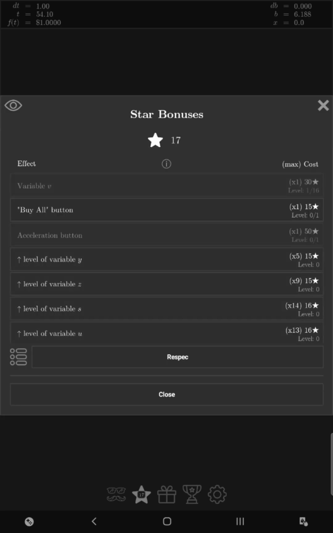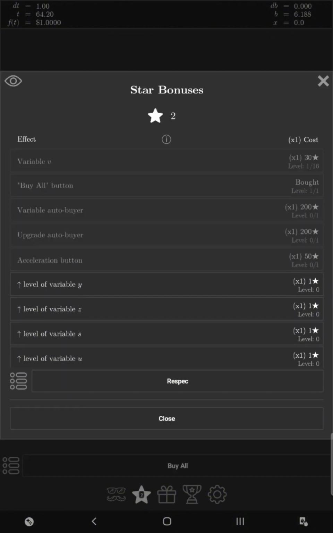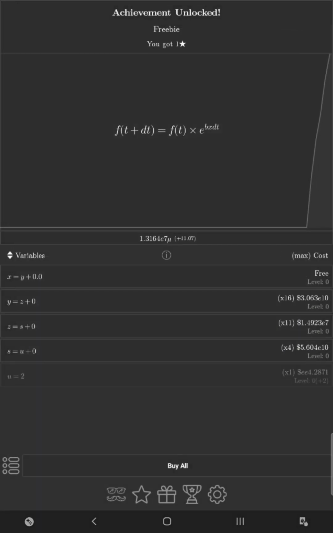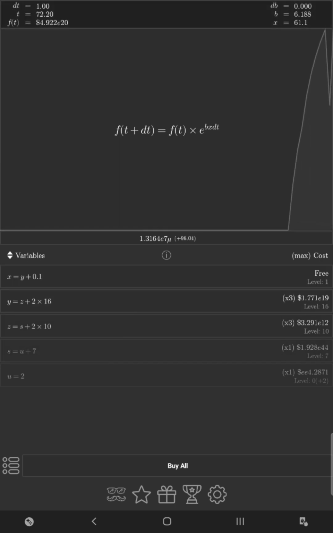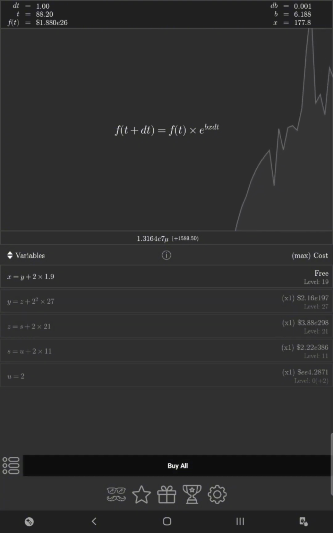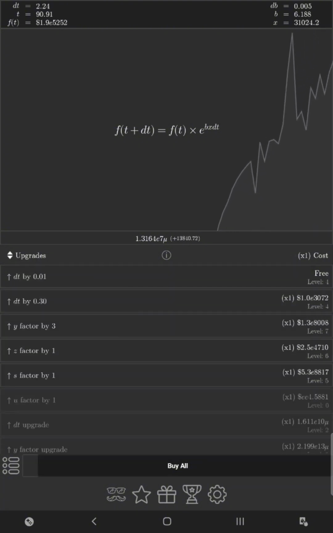And for the levels of variables, we're not going to buy those yet because they are not that useful for now, but we're gonna buy that later. And we're actually gonna buy one of these because why not? This one just increased the permanent level of these variables. Yeah, and now we have the buy all button. We can just keep clicking it to buy all, obviously.